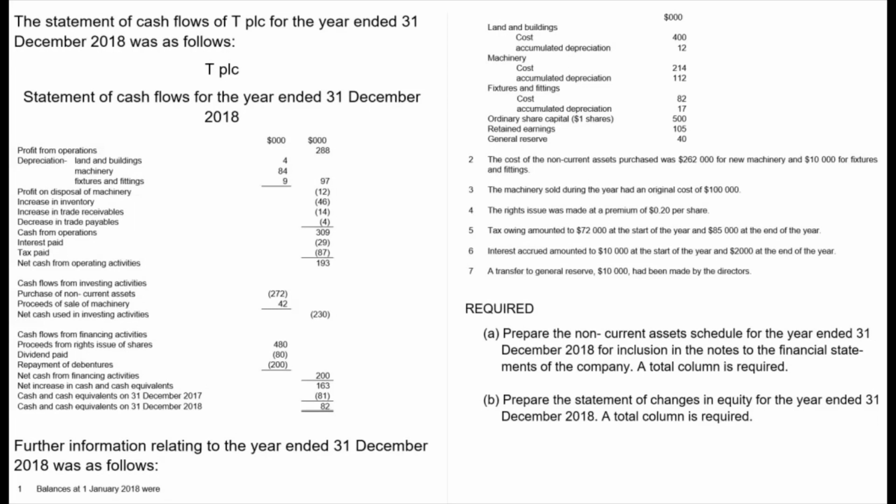So the question says, the cost of the non-current assets purchased was 262,000 for machinery and 10,000 for fixtures and fittings. And the third point says the machinery sold during the year had an original cost of $100,000. We will enter this information in the schedule now.